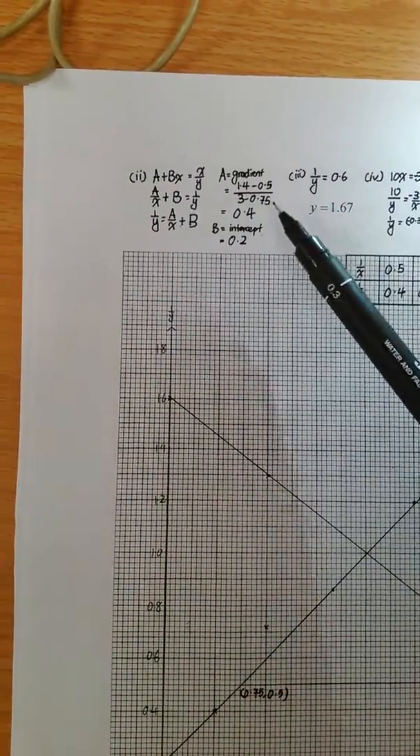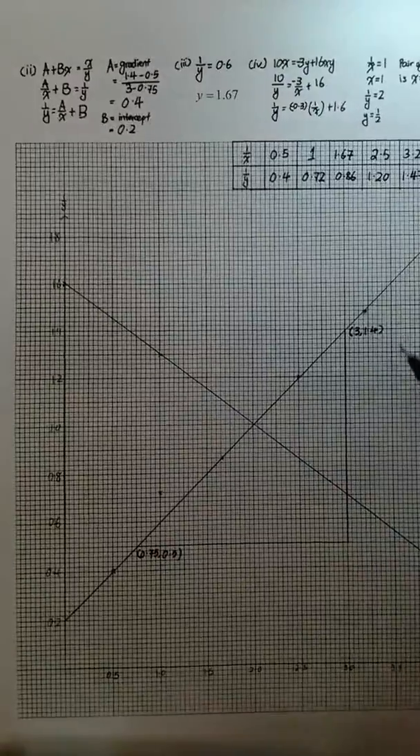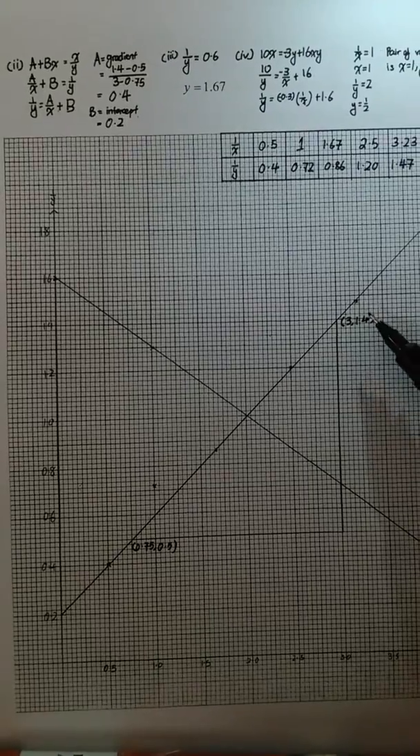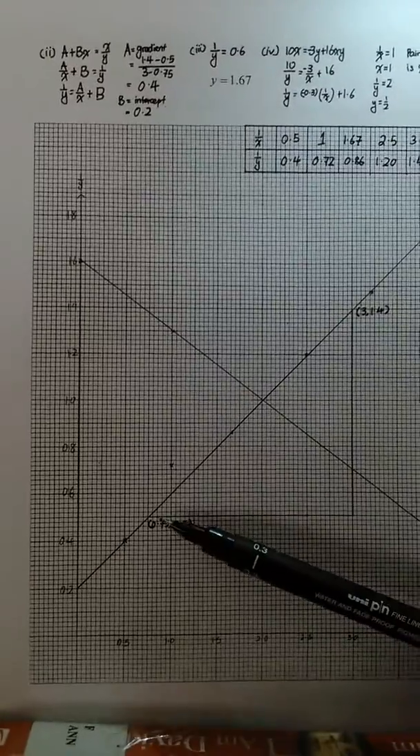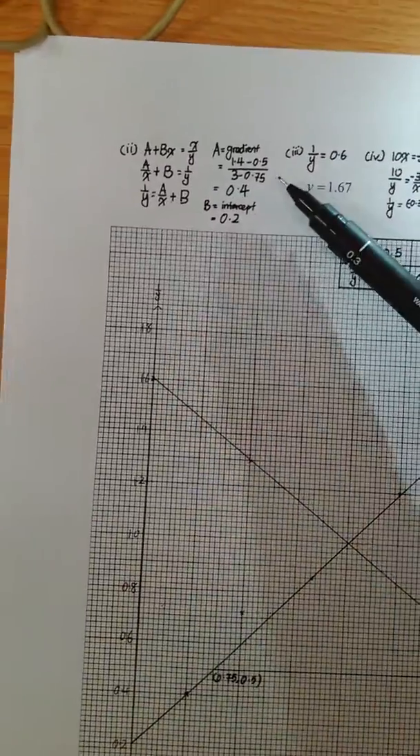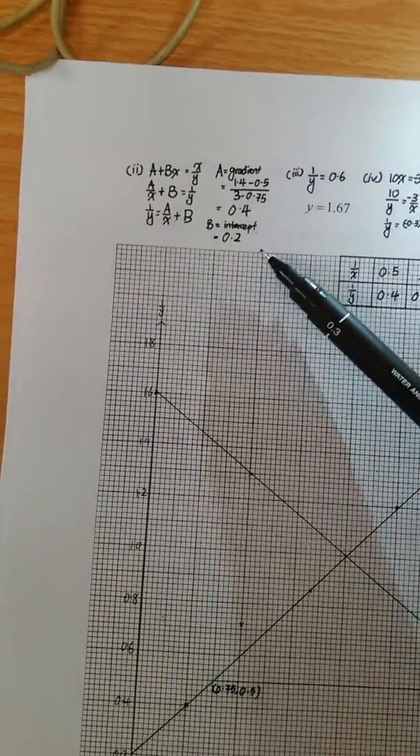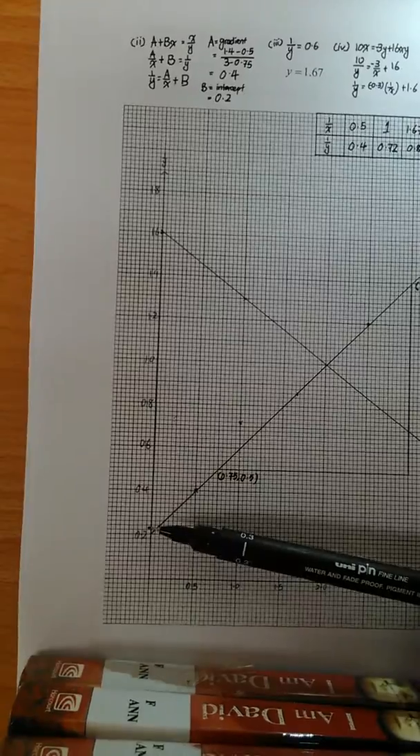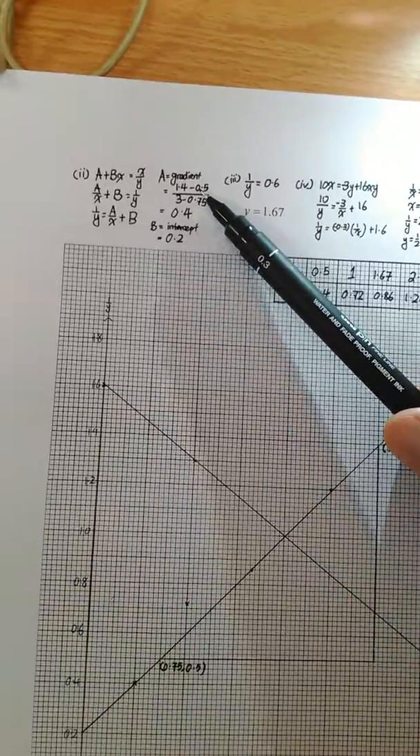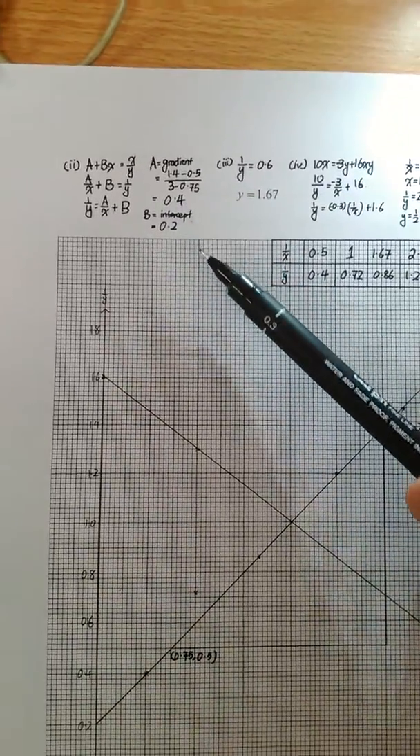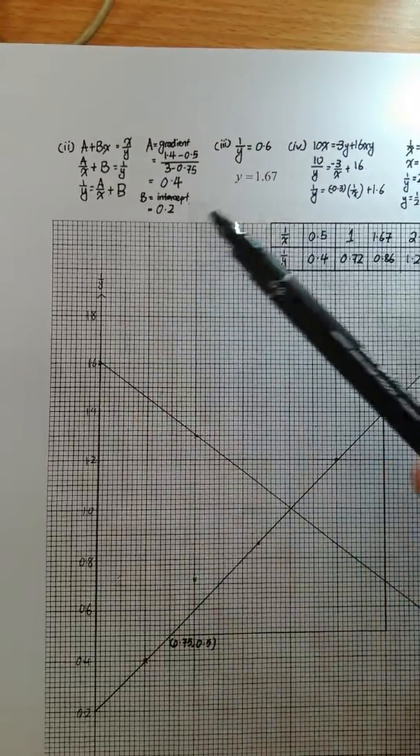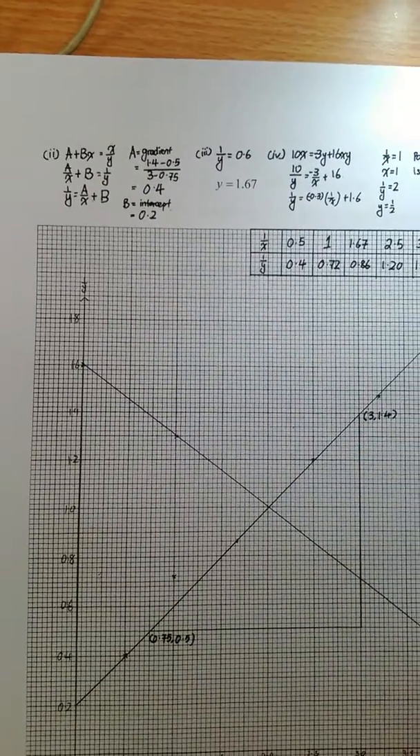So if I just take 2 points from my graph, over here, I took this point here and this point here. What we can obtain is the gradient is 0.4 and the vertical intercept is 0.2 as shown down here. So therefore, the value of a is 0.4 and the value of b is 0.2.